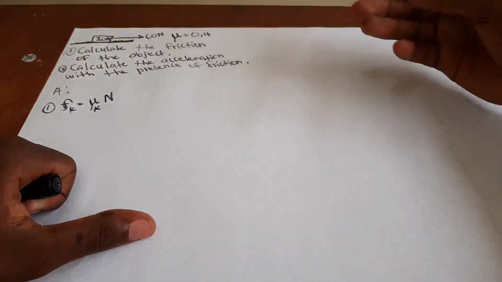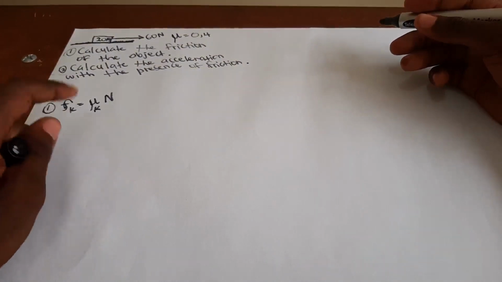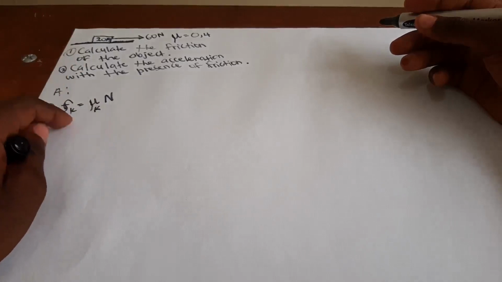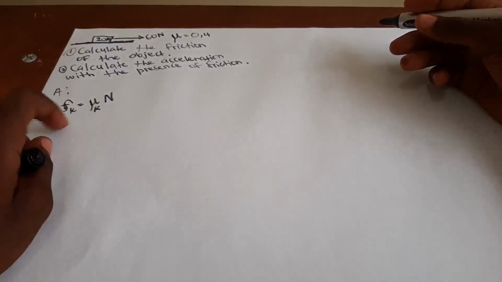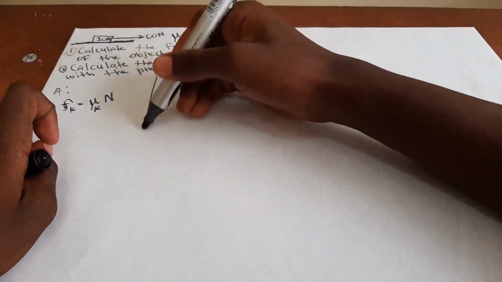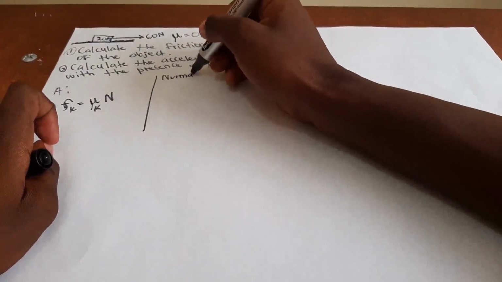Okay, but the normal force is not given. How are we going to look for the normal force? So firstly, we must check for the normal force and substitute mu so that we can get the kinetic frictional force. Okay, so working on the side, we're looking for the normal force right now.